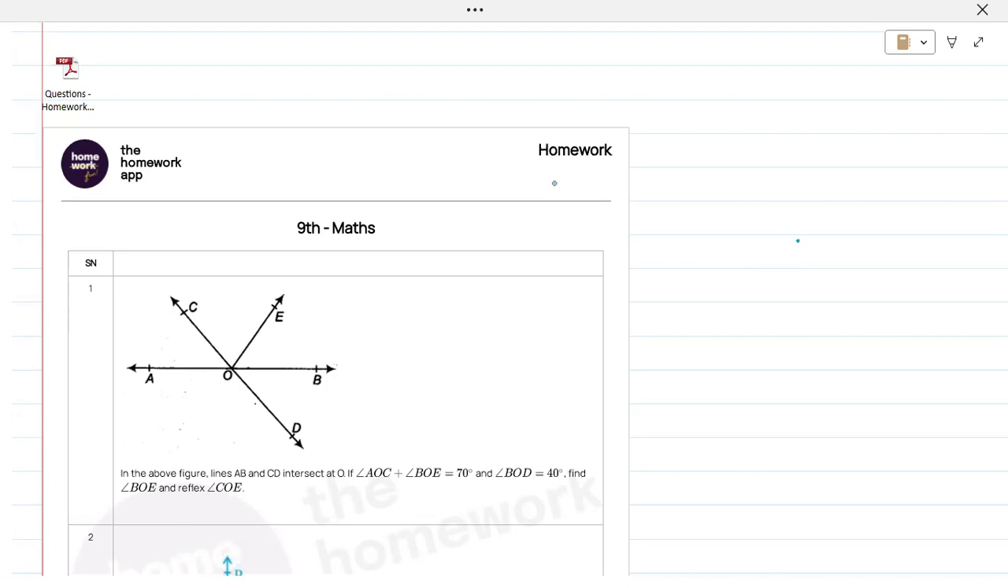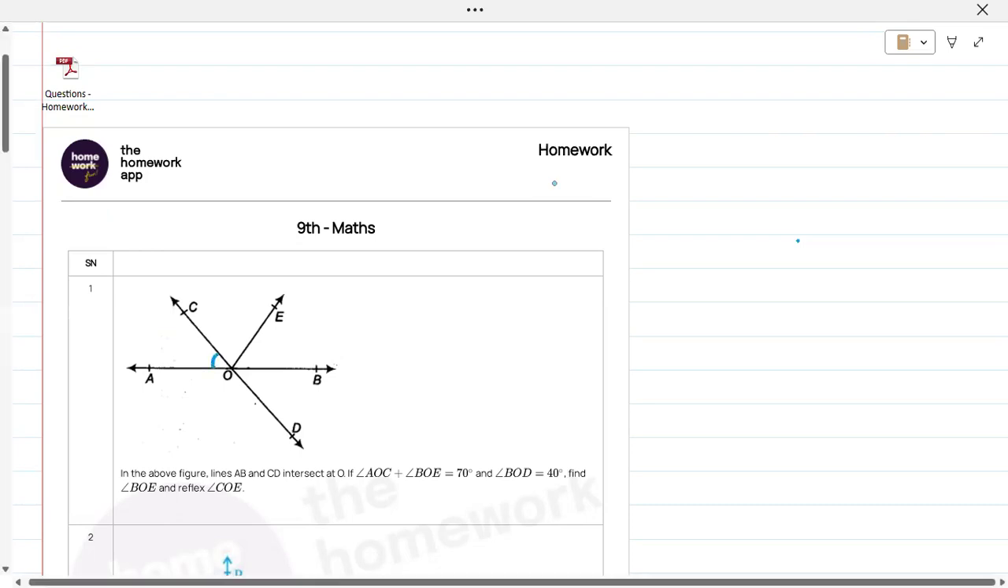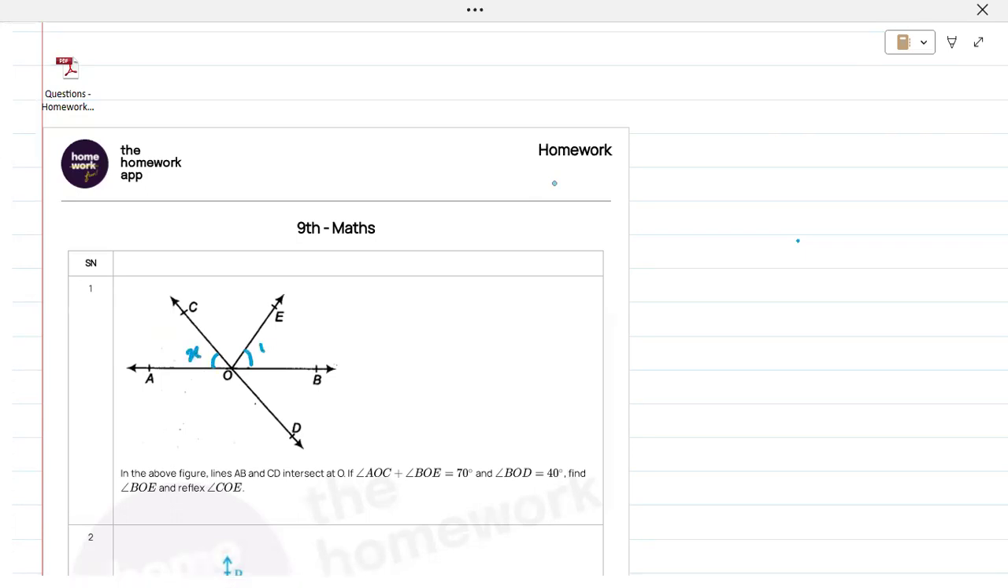The first question in your NCERT is this. In the above figure, line AB and CD intersect at point O. Angle AOC plus angle BOE is equal to 70 degrees. That means the sum of these two angles, this angle will be X and this angle will be Y.